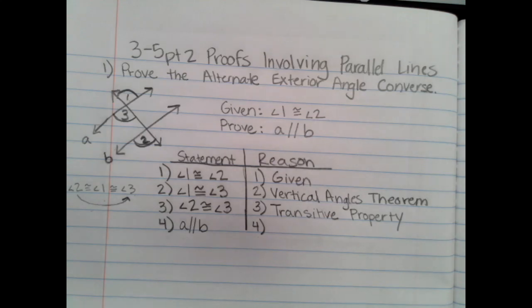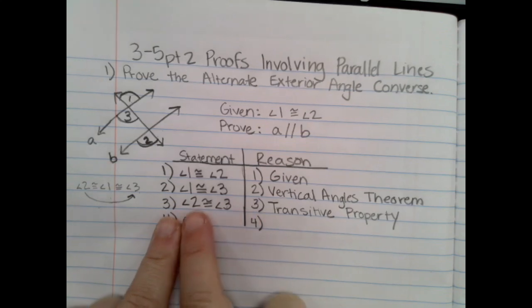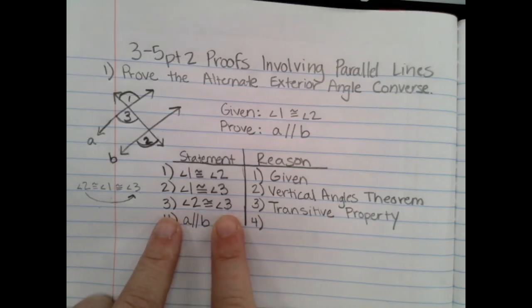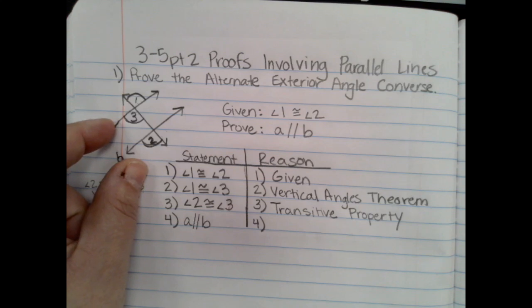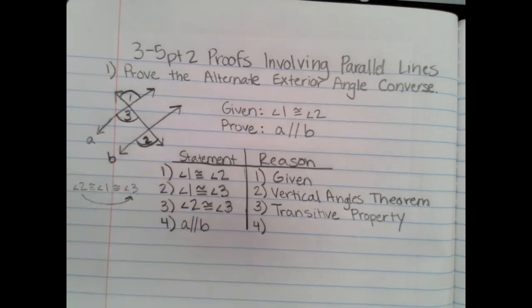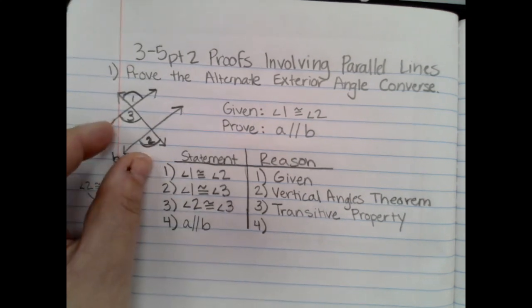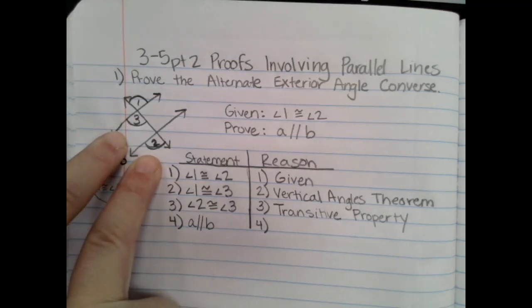All right, so for our last step, for step number 4, we have to use step number 3 to prove 4. So 3, we know angle 2 is congruent to angle 3. So now as I look at 2 and 3, what is that relationship between 2 and 3? What kind of angles are they? Alternate interior, alternate exterior, consecutive interior, or corresponding? Yeah, corresponding, they're matching. They're in the same spot.